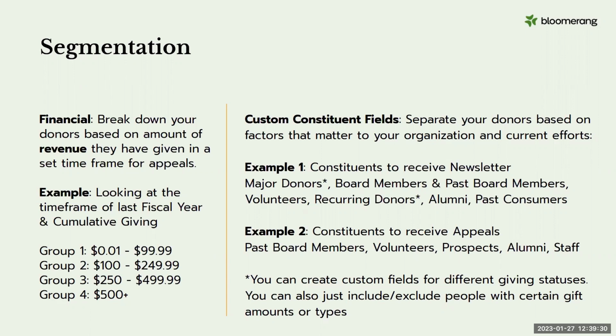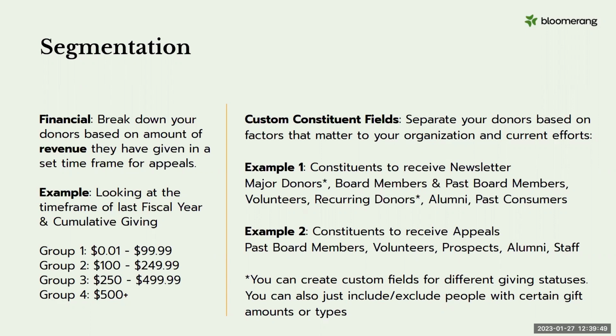I have some samples here from my pretend database, group 1 up to 100, group 4, 500 and plus. Again, this is going to vary based on your nonprofit. I like doing the reports to see what those different thresholds might be as well.